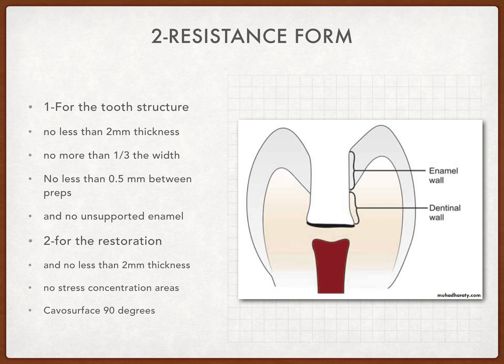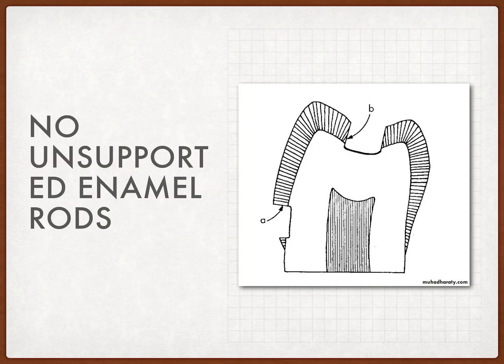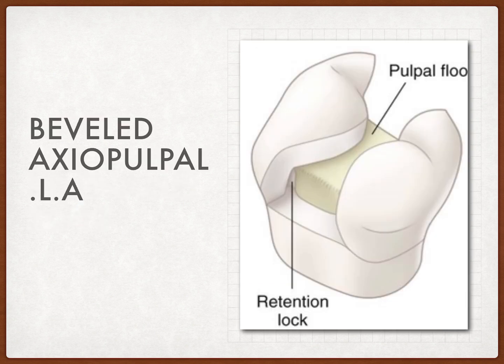The typical cavo surface angle for a tooth preparation, so that we will have a resistance form for the restoration under it. In this picture the unsupported enamel is presented, and as you can see, if it is incomplete, the enamel will fracture, so we should always remove it by hatchets or anything like that. We should always remove the unsupported enamel rods so that they would not fracture.